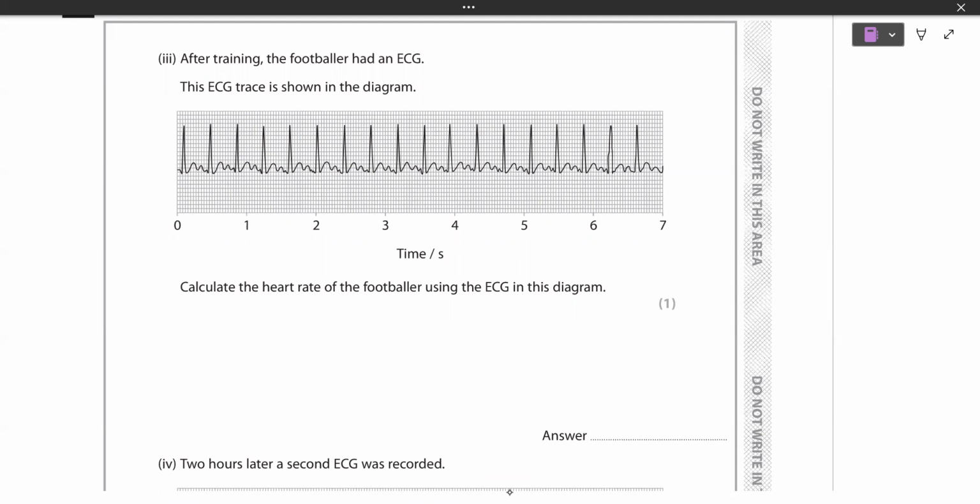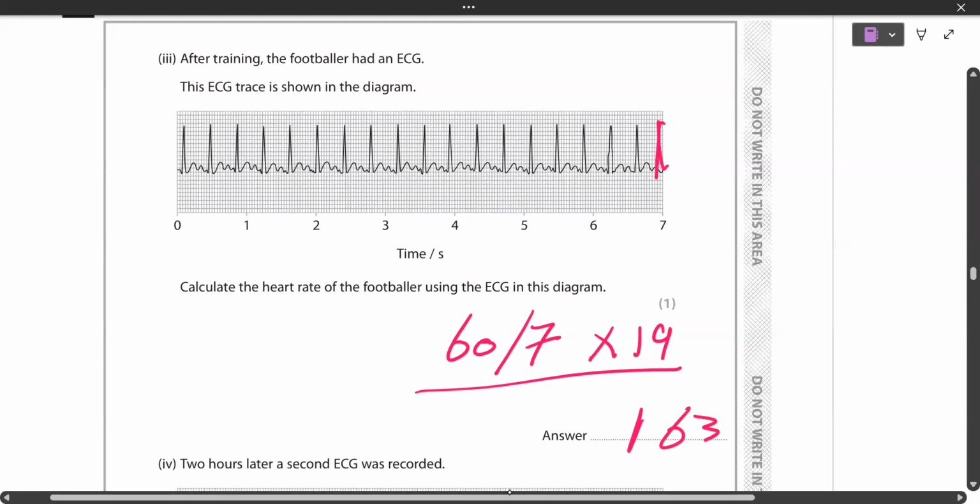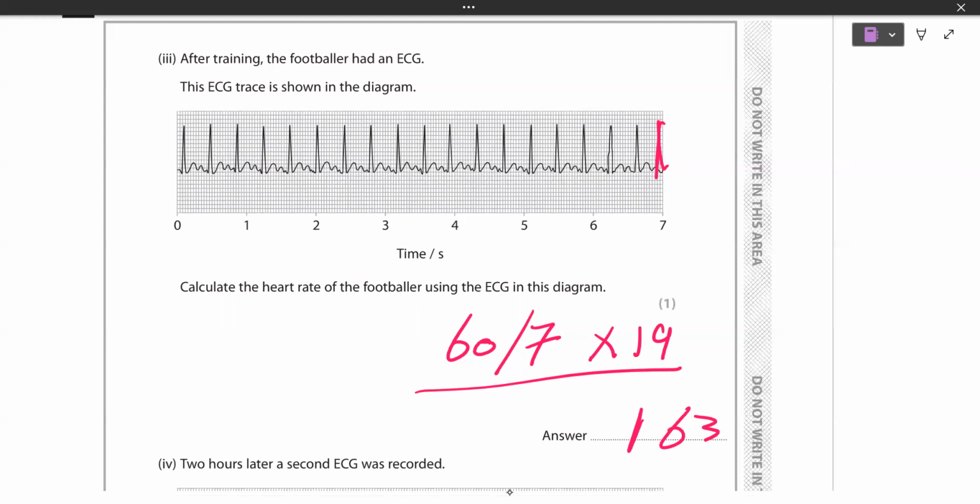هو actually how many beats in 7 seconds, احنا we have to count. How many beats? 1, 2, 3, 4, 5, 6, 7, 8, 9, 10, 11, 12, 13, 14, 15, 16, 17, 18, and in 7. So this is 19. خدوا بالكم يا مروة وانتوا بتحسبوا. It is almost another wave. So they are 19. 60 divided by 7 times 19. Okay, and the answer would be 163.